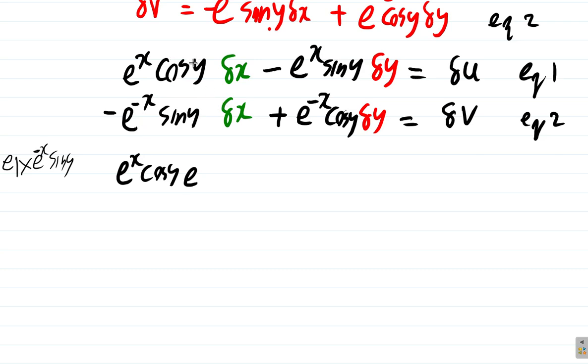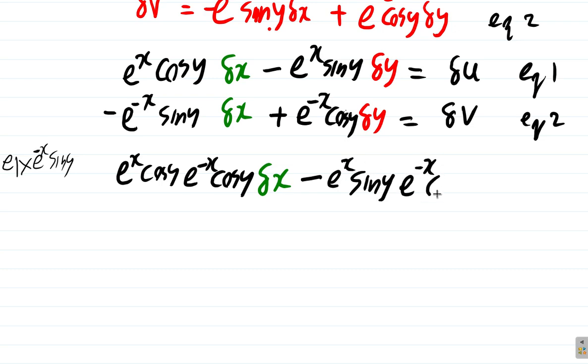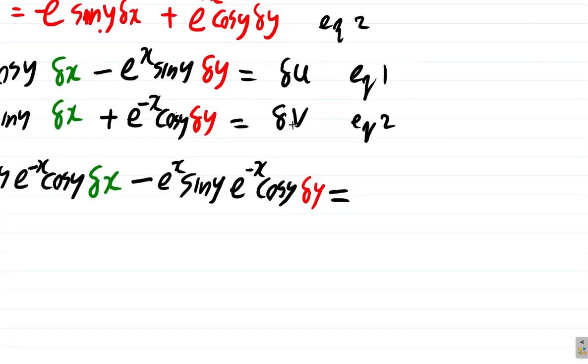So we have e to the x cos y times e to the negative x cos y, so e to the negative x cos y... and then we have our small change in x, minus e to the x sin y times e to the negative x cos y by our small change in y, is equal to e to the negative x cos y times small change in u. Good.